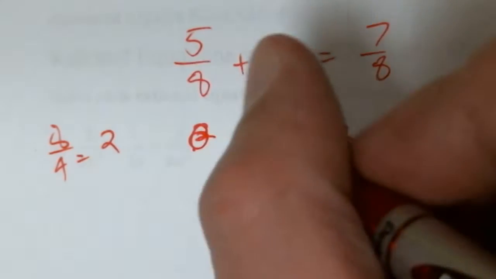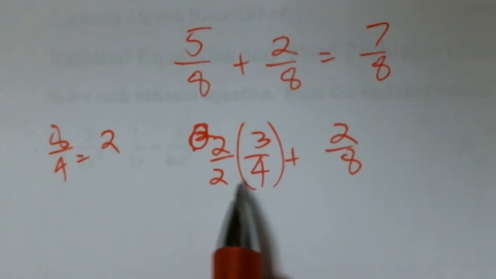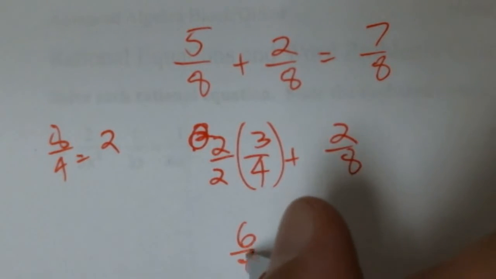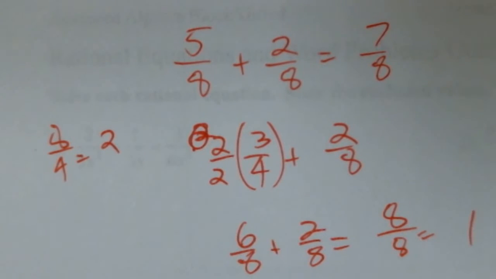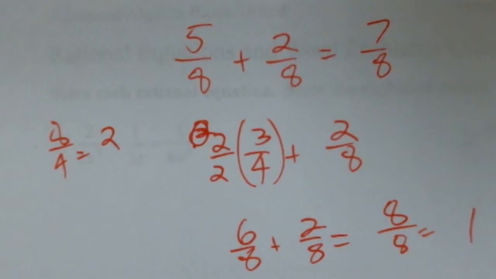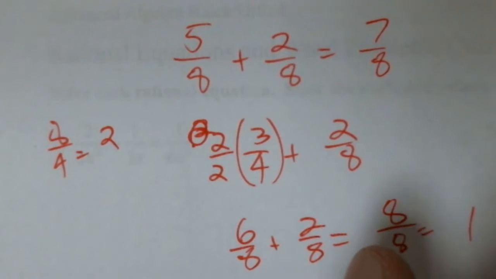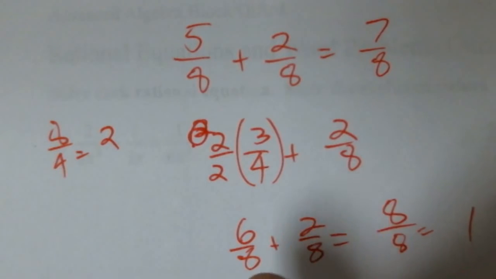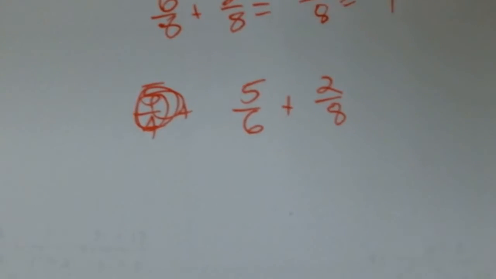How do I get 4 to an 8? I would need to multiply by 2 over 2, which is a big fat 1. Then I would have a denominator of 8, so I'd have 6 over 8 plus 2 over 8. I could add those together and simplify. Let's say we had this scenario: let's do 5/6 plus 2 eighths. I'll keep that same 2 eighths concept.